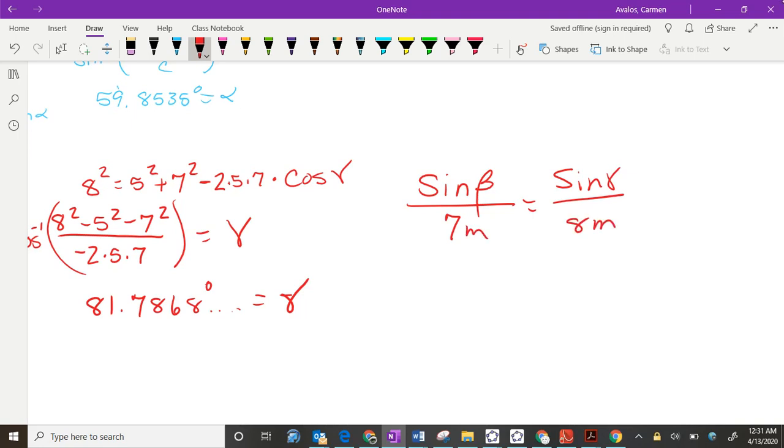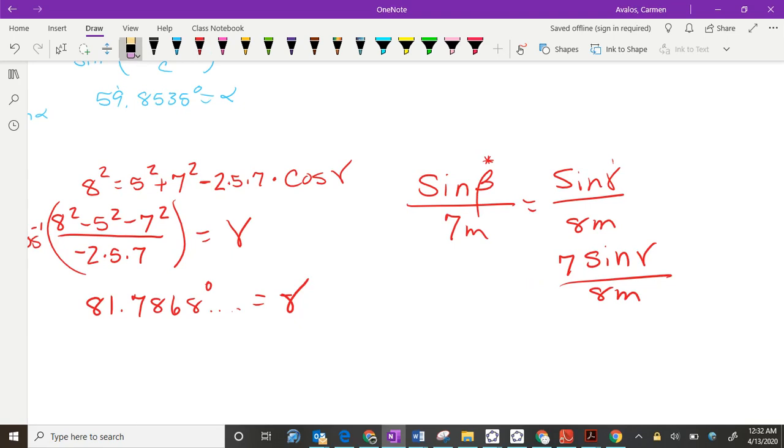And so this one is known. The only one that's not unknown is this one right here. So I want to get the beta by itself. So that means I am going to move this one over. And so I am going to get 7 sine of gamma all over 8 meters.